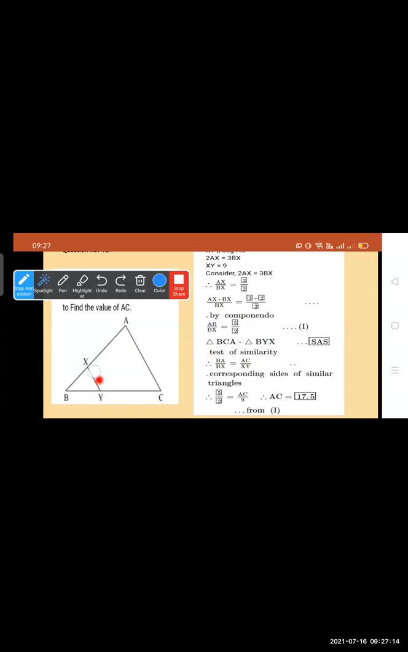Triangle BCA is similar to triangle BYX. By the SAS test of similarity, we write here BA by BX is equal to AC by XY. So corresponding sides, BA by BX is equal to AC by XY. So substitute here, BA by BX is 5 by 2, AC as it is, and XY value is 9. Cross multiply. You get AC is equal to 17.5.